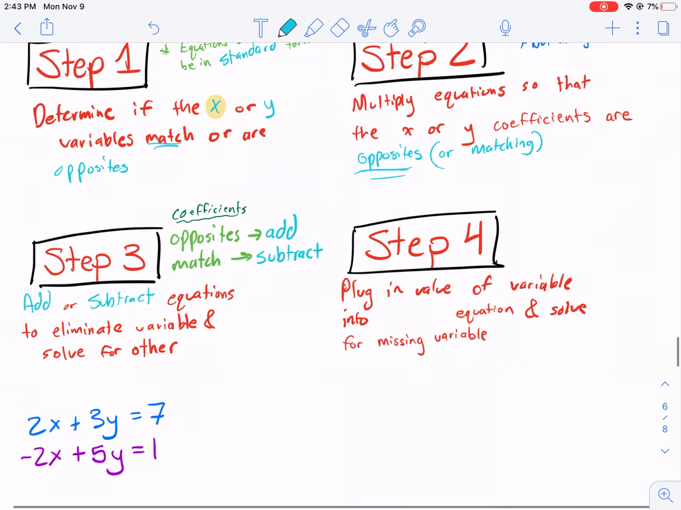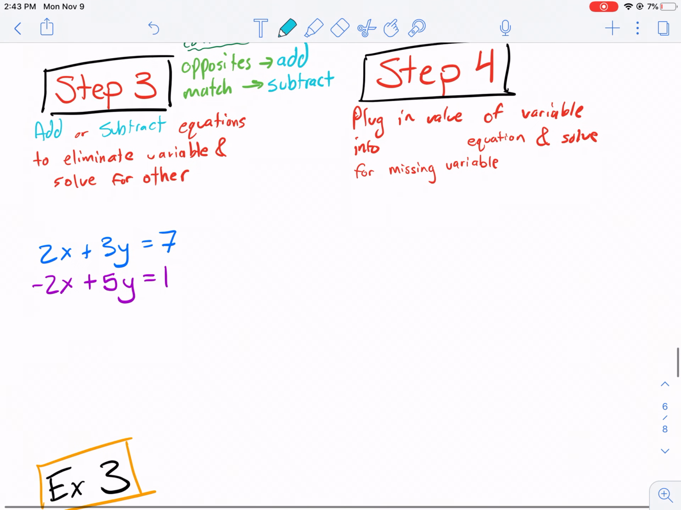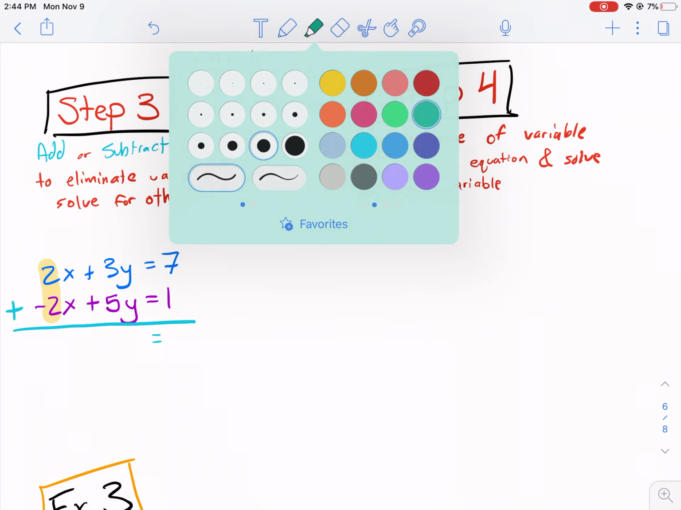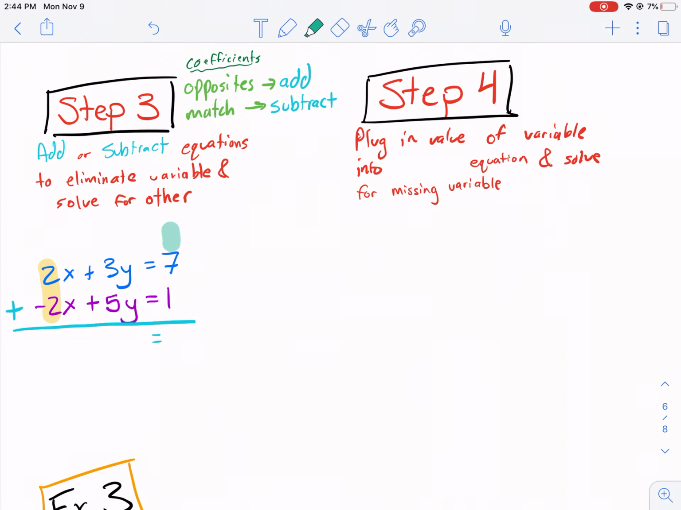Let's go ahead and apply that here. I think we rewrote it. Yes, we did, so it's right here. Now, we recognize that they are opposites. What we're going to do is add the two equations. What does that mean? We're going to go column by column, and add each of these lines. We're going to add this column, this column, and this column.